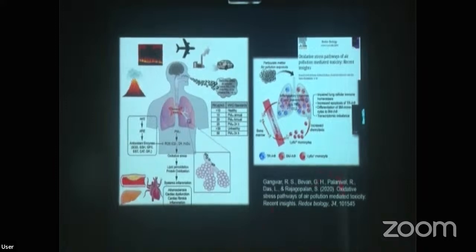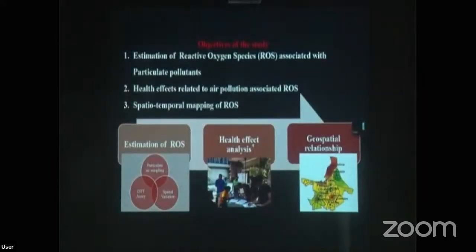It is a very interesting work. The oxidative stress pathway of air pollution-mediated toxicity is published in Redox Biology. I've cited this for these 2 diagrams, and in this work, preliminarily we are trying to focus on the estimation of the reactive oxygen species associated with particulate pollutants around Kolkata. We try to understand whether it has any health effect related to air pollution, but a large set of studies is required to understand the mechanism. We are trying to do mapping of the spatio-temporal variation, so how it varies in space and time. That was studied by our team.